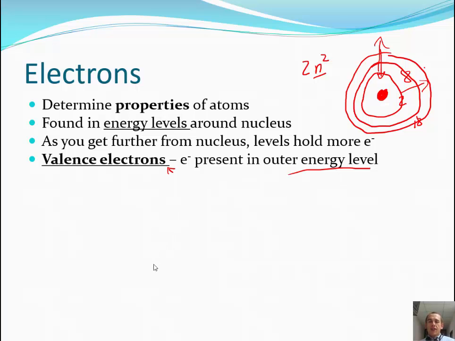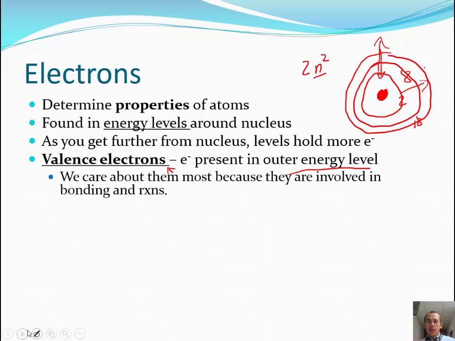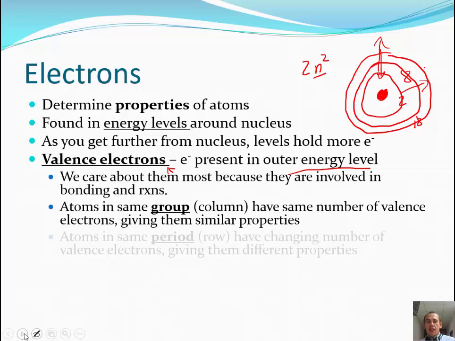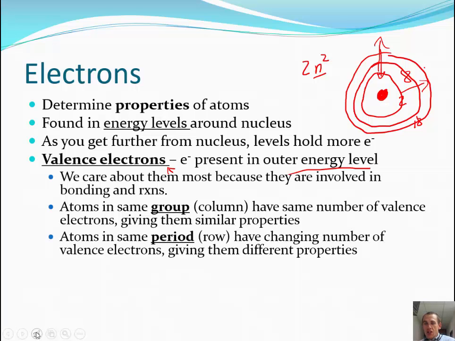Okay, so valence electrons are the ones in the outer energy level, and those are the ones that are available to do things. They're involved in bonding and reactions, because bonding happens when electrons are shared or transferred between atoms, and that happens on the outside. Now, on the periodic table, atoms in the same group have similar properties because they have the same number of valence electrons. And atoms in a period have changing properties because they have different numbers of valence electrons. And we're going to take a look at that on the periodic table in just a minute.